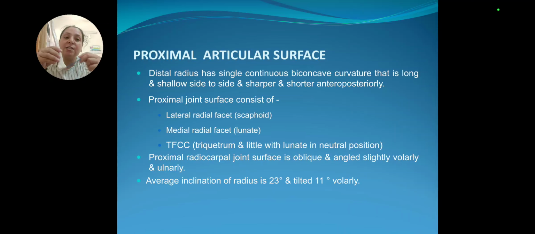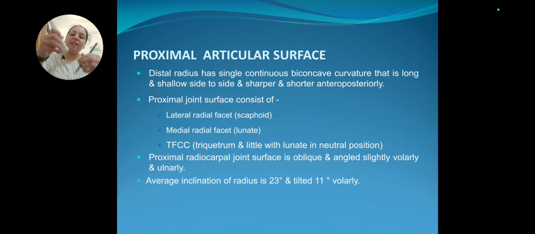We will be talking about this in detail over here. Fine. So this is the proximal area. You can now see it is basically a biconcave curvature. It has a lateral facet for the scaphoid bone. Here is the lateral facet. The lateral facet is for the scaphoid bone, and nearby is the medial facet for the lunate, and then there is a space for the triquetrum, and the part of the lunate is covered with the TFCC, that is the articular disc, the triangular fibrocartilaginous complex. So this is how the proximal joint surface is made up.